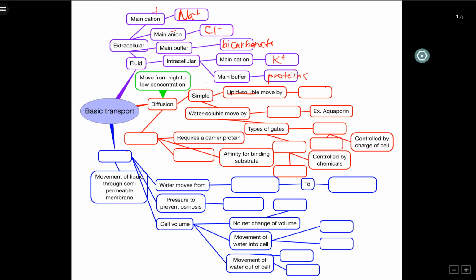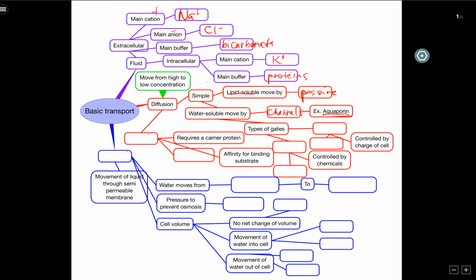So with diffusion, compounds are moving from high concentration to low concentration. We have simple diffusion and facilitated diffusion. With simple diffusion, lipid soluble compounds will move by passive diffusion. They're able to readily diffuse through the lipid bilayer without the aid of anything. And then water soluble compounds can move through the lipid bilayer, but in some instances, like water moving through channels, those channels are known as aquaporin.